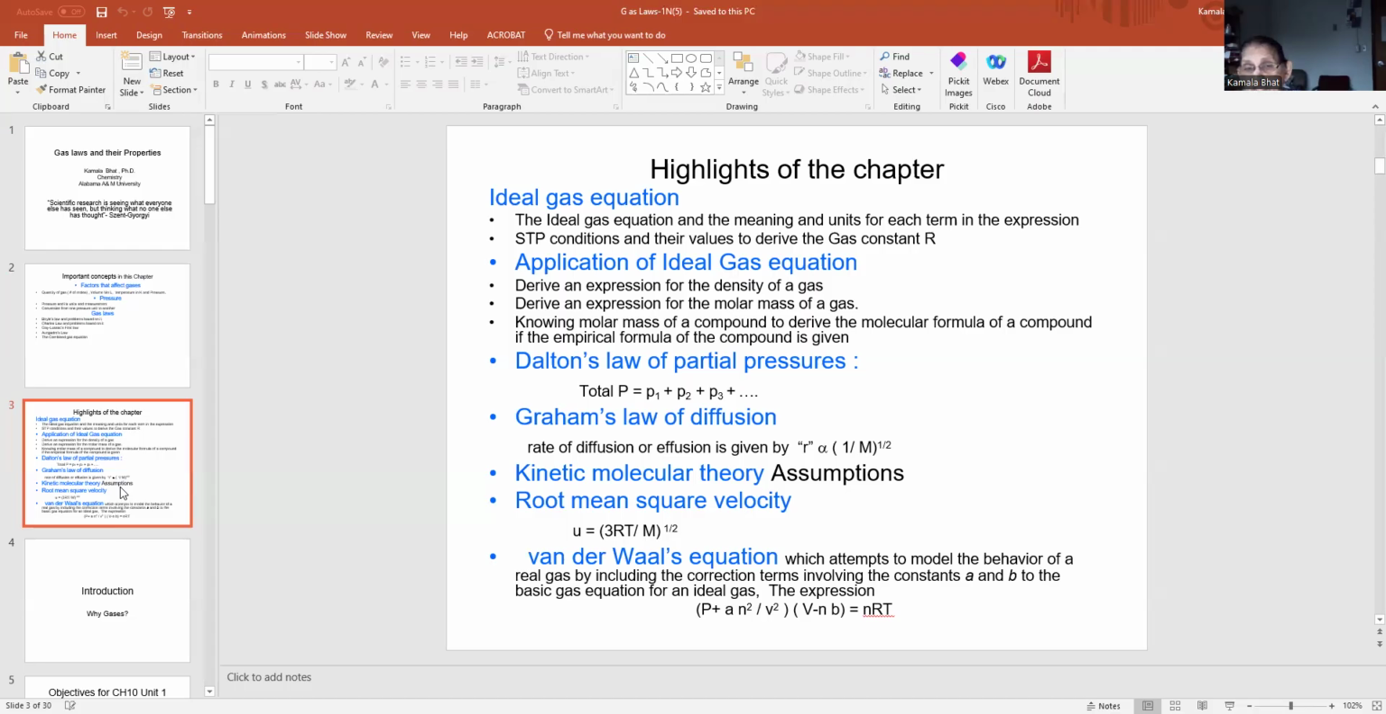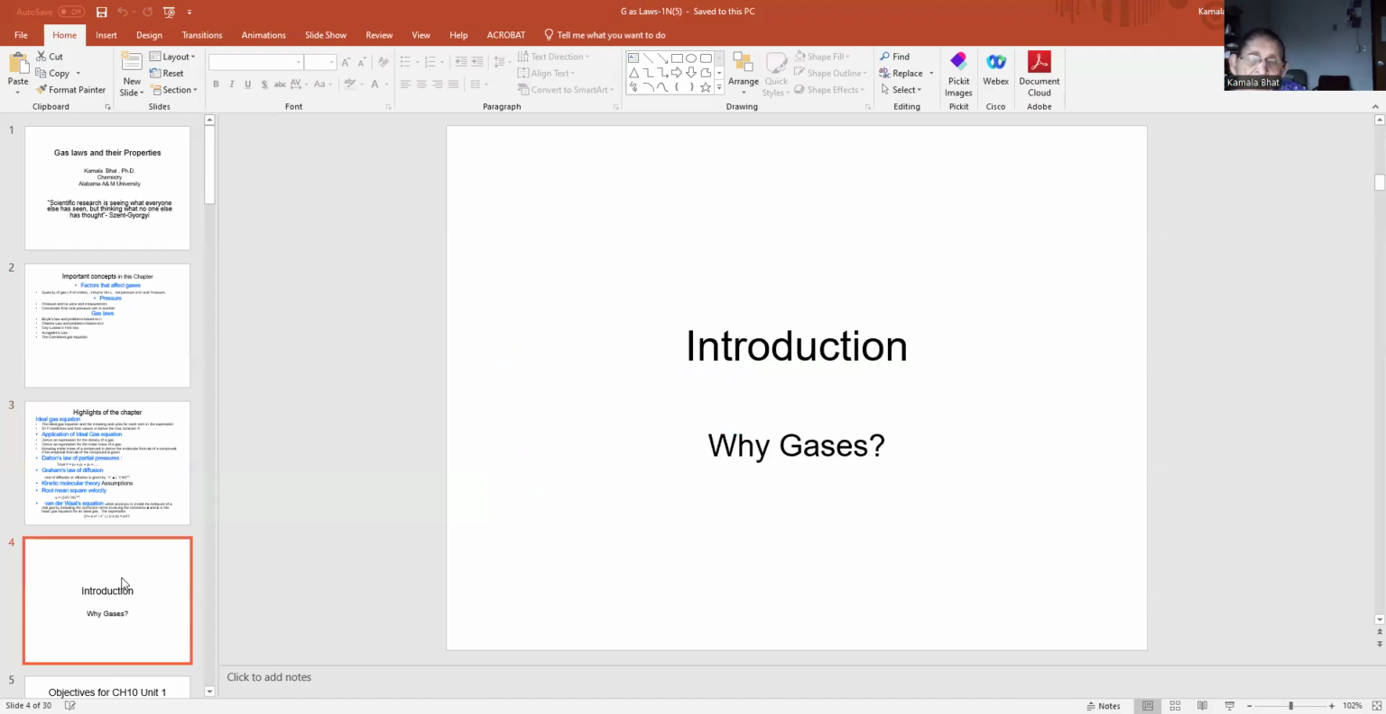and the Van der Waals equation, which attempts to model the behavior of real gases by including correction terms involving the constants a and b in the basic gas equation for an ideal gas, giving rise to the expression (P + a n squared over V squared)(V − nb) = nRT. And with that, I'm going to introduce the gases.